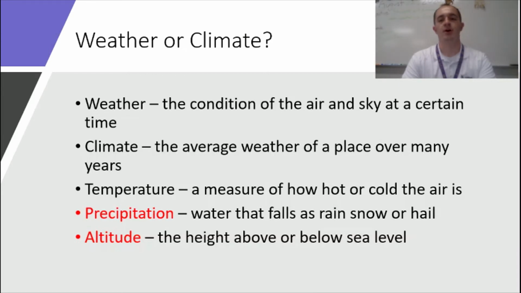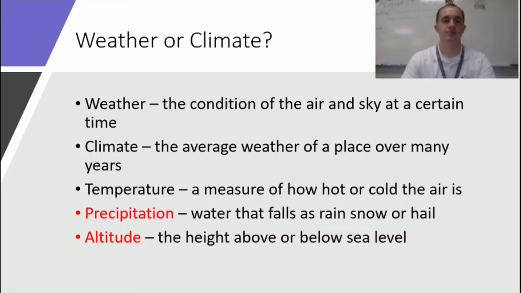Temperature is a measure of how hot or cold the air is. So when it says it's 70 degrees outside, that's how hot the air is outside. So temperature, a measure of how hot or cold the air is. These next two words we don't need to write down. Anything that is in red when we go through notes, we don't need to write down because we either already did it or it's something that we're going to do at a later date that fits in better there.